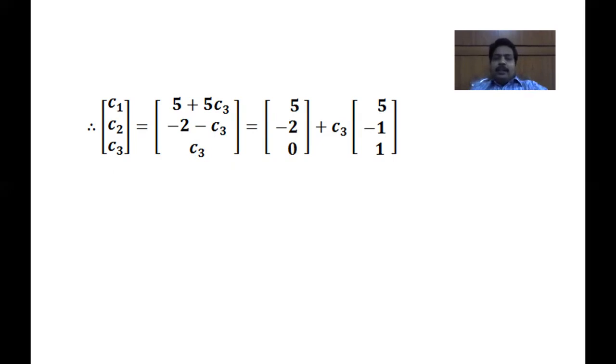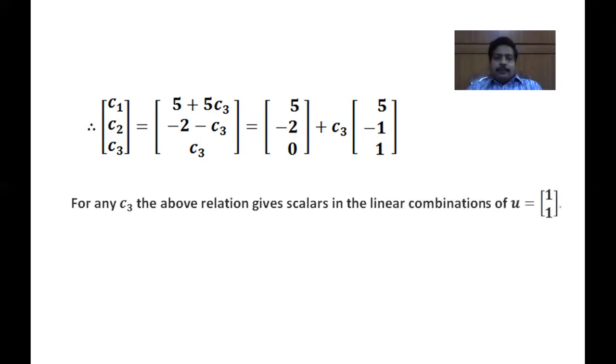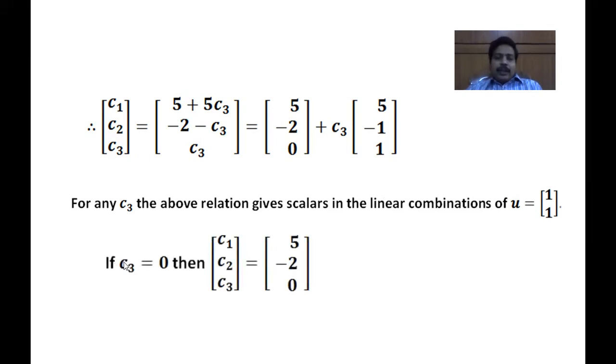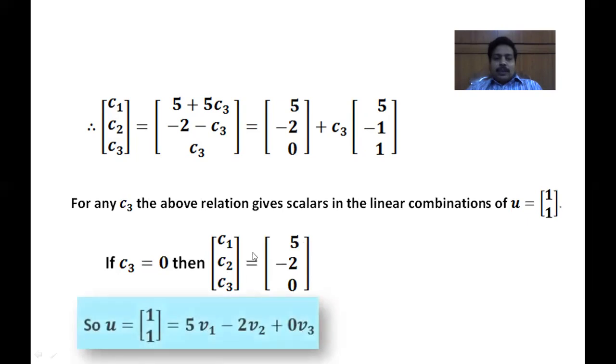So any set of vector in this form, where C3 is a real number, will be a solution for the matrix, and those weights are to be used as a linear combination of the given vectors. So for any C3, the above relation gives scalars in the linear combination of U. Let us check. If I take C3 is equal to 0, this will vanish. (5, minus 2, 0) will be my C1, C2, C3. So C1 is 5, C2 is minus 2, C3 is 0. That is a solution.